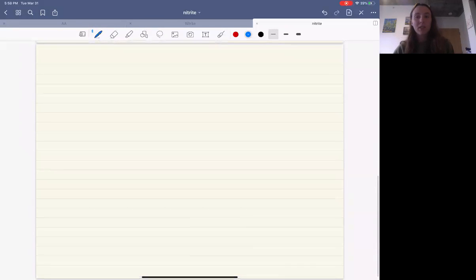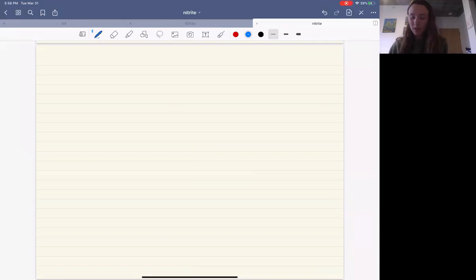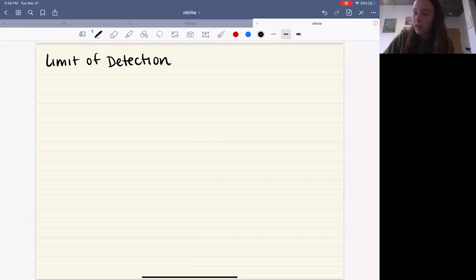Since the rest of the procedure for the nitrite experiment is the same as the phosphate one, I'm not going to talk about that a whole lot more. The only thing that's really different with this experiment is part of your analysis needs to be about the limit of detection and limit of linearity of this instrument. So I'm going to just give a little bit of a lecture on what that means. I'm going to draw two graphs.